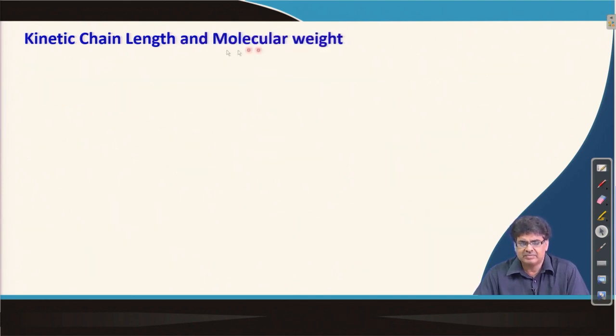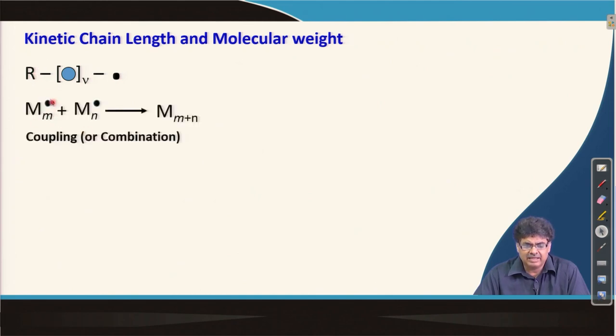Now, what is the relation between kinetic chain length and molecular weight? Again, this is the propagating radical or the kinetic chain. Now, we know that this propagating radical gets terminated mainly by two methods: one by combination or coupling, which is the most abundant or most feasible way termination happens, and the other is by disproportionation.